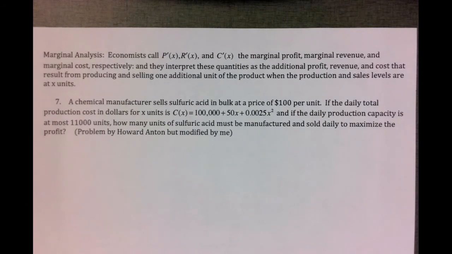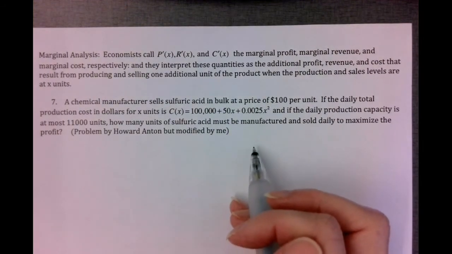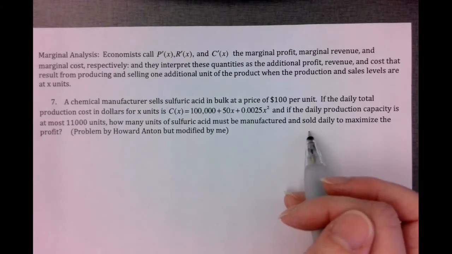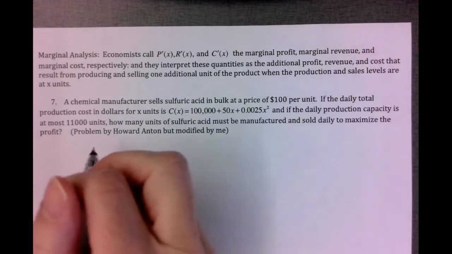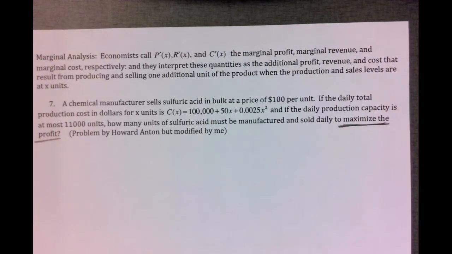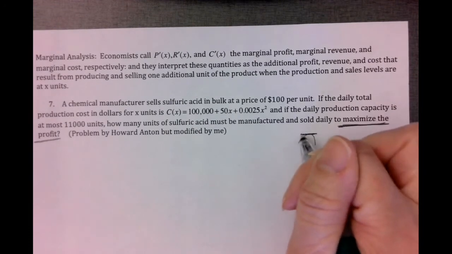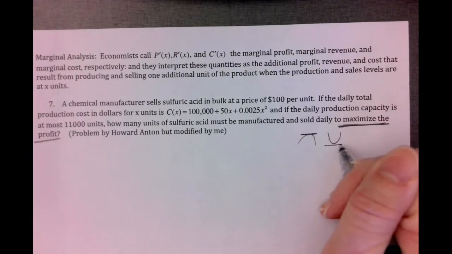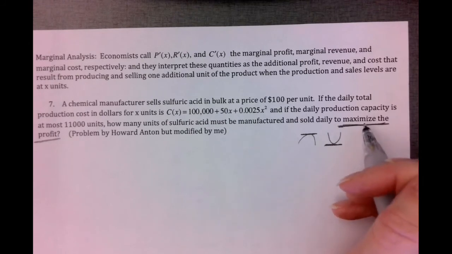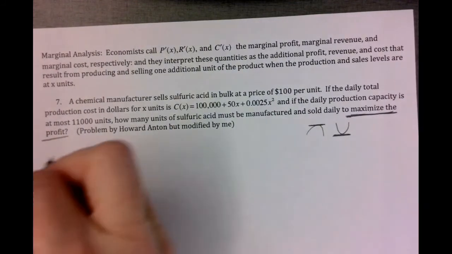How many units of sulfuric acid are sold daily to maximize the profit? Anytime you are maximizing or minimizing, that means I want to take the derivative, and if I'm at a max or a min, at a max, slope is 0. At a min, slope is 0. So maximizing and minimizing is all about derivatives equaling 0. Well, who am I deriving? I'm deriving profit. So I have to create a profit equation.